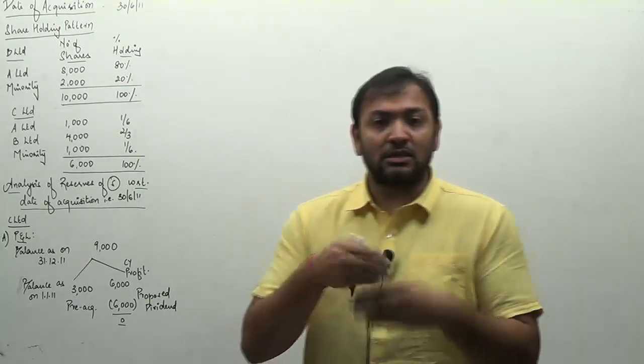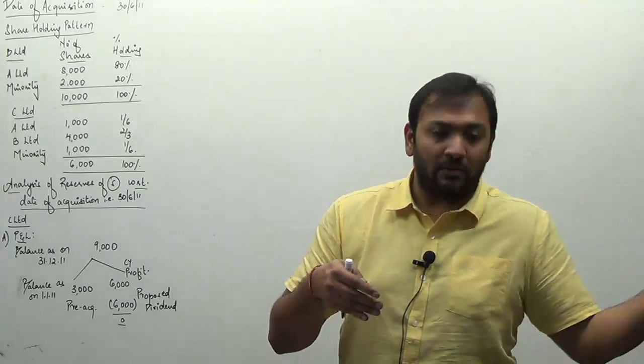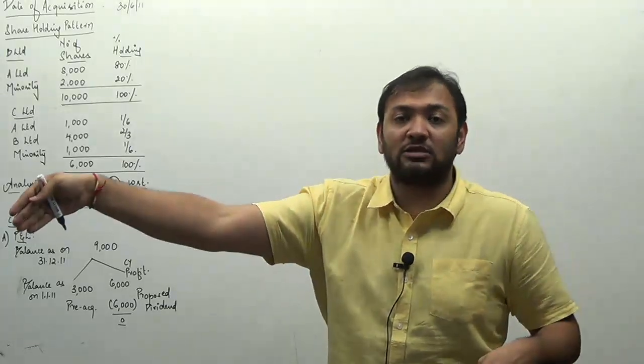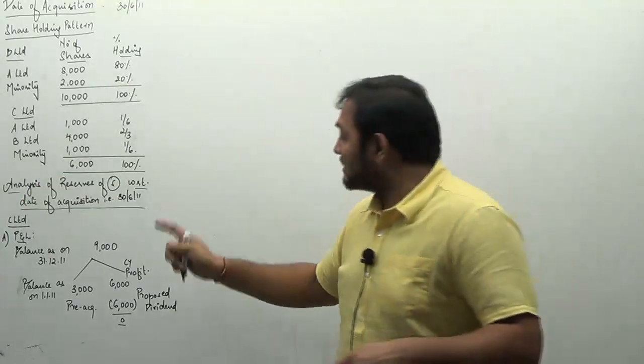My acquisition is 30th June. So 500 will be taken as pre-acquisition dividend in cost of control, and 500 will be taken as post-acquisition dividend in reserves for CBS.